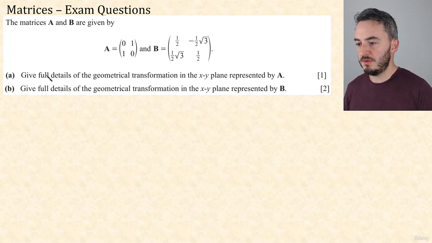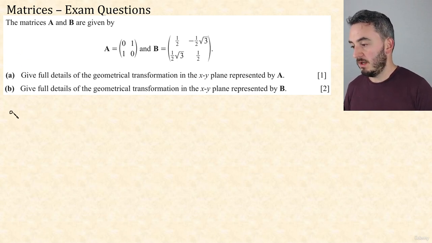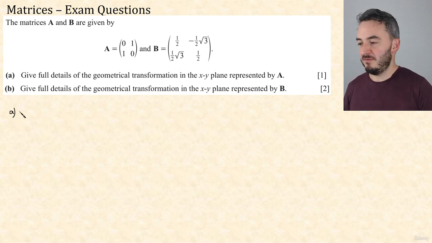Give full details of the geometrical transformation in the XY plane represented by A. Well, maybe you just know the answer. And if you do, that's great, just write it down for your mark. If you don't, how do you approach this? Well, typically what I would do is I would think, what does it do to a point XY?